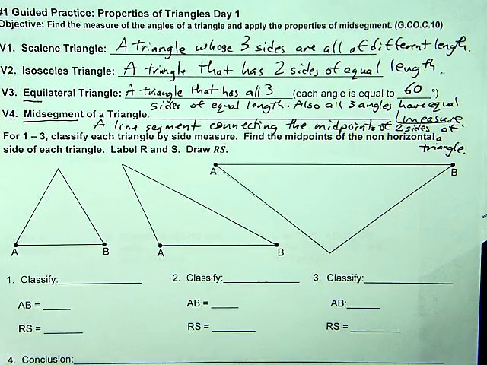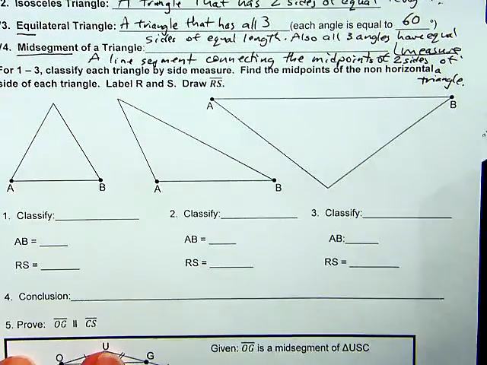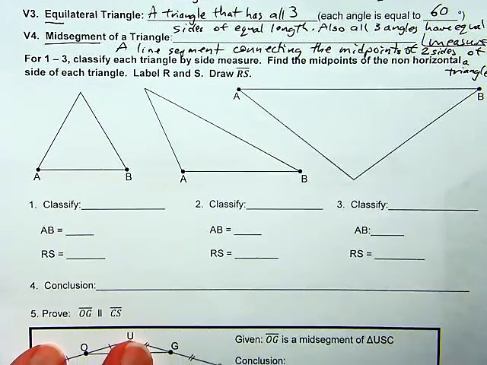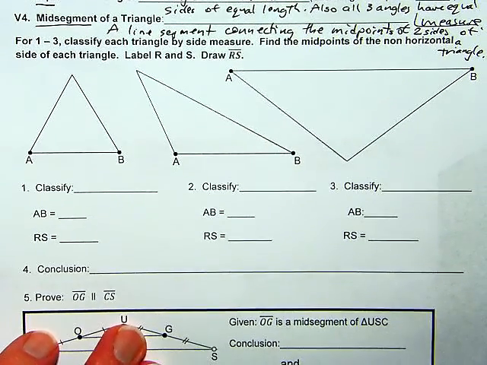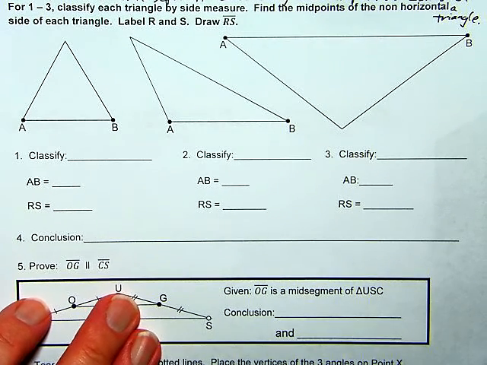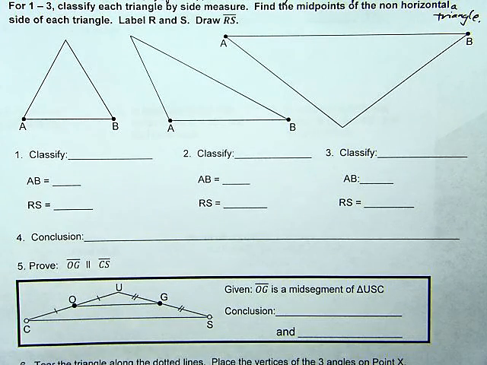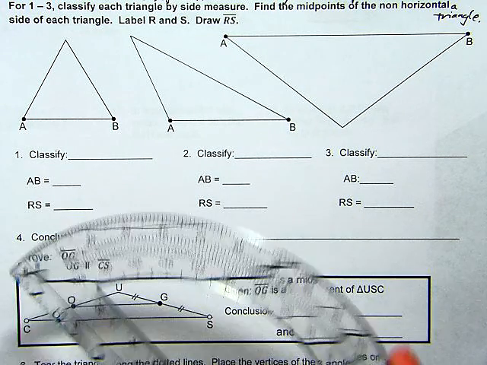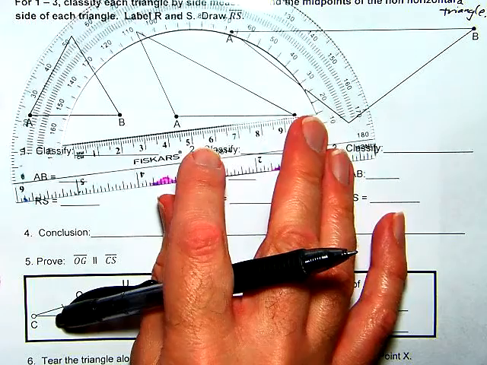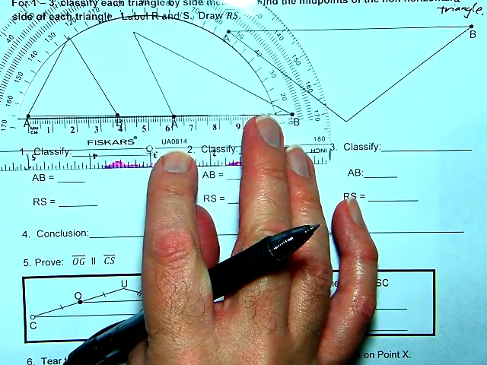So let's practice some of these definitions. Let's take a look at numbers 1 through 3. Here we need to classify each triangle according to its side measure first, and then find the midpoints of the non-horizontal sides and draw the midsegments. So let's first start by classifying each one of these triangles. I'm going to use the little ruler that's built in to my protractor here. Let's look at this very first triangle.